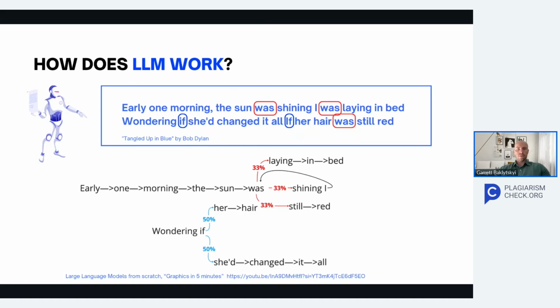If we train our large language model based on these 2 sentences, it will understand that after the word "was," only 3 words can be a possible option: laying, shining, and still, and they have equal probability of 33%. When you ask an AI generator that is built on top of such a large language model to generate the next word after "was," it will choose one of these words. They have equal probability, so it is quite difficult to predict which of these words it will choose. But at the end of the day, it will be one of these 3 words because it doesn't know about other options.